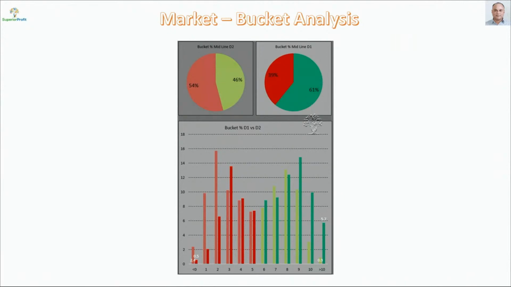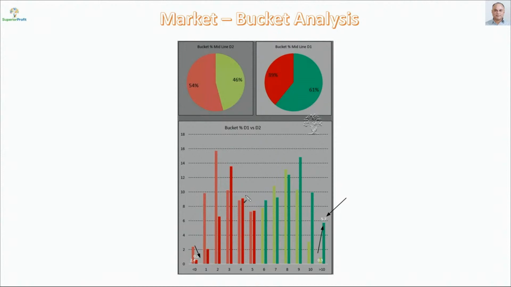So we can see, for example, in the uppermost bucket, the percentage of stocks jumped from 0.9 to 5.7. In the lowermost bucket, it came down from 2.4 to 0.5. That is bullish. And we may see that across all the different buckets.